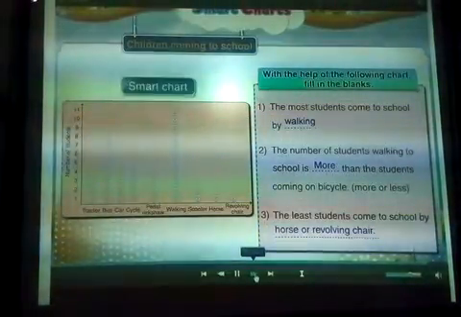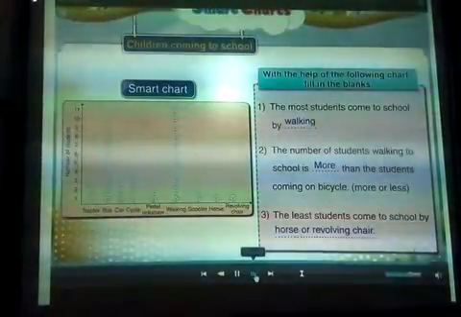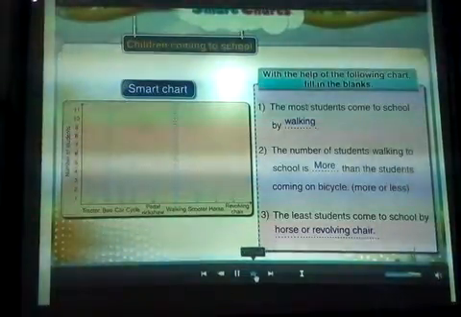So, isn't this a smart chart? By simply looking at it, we can know so much.